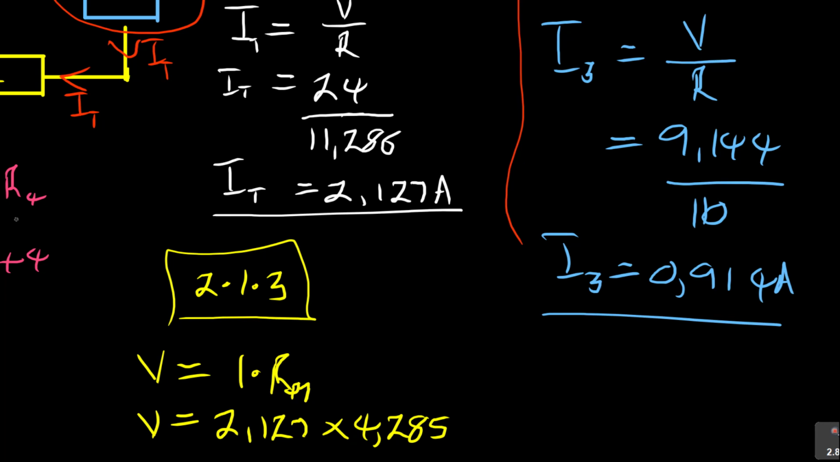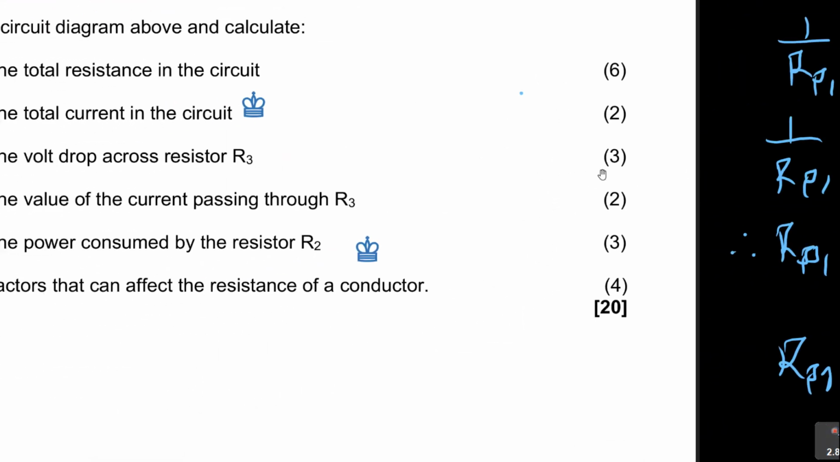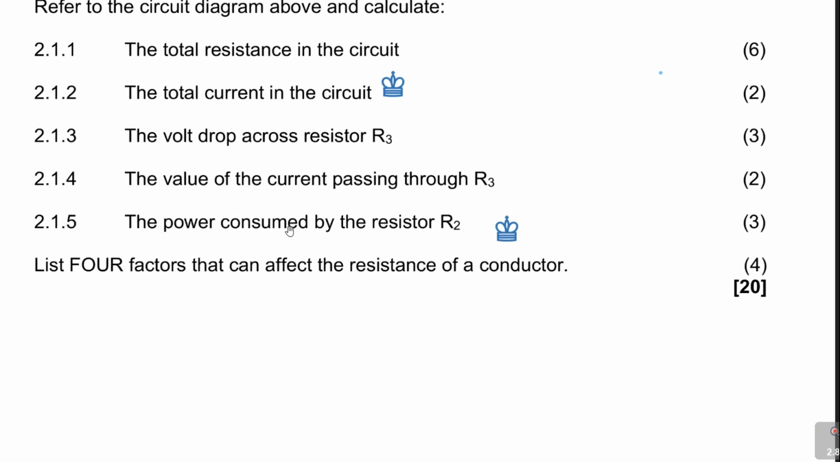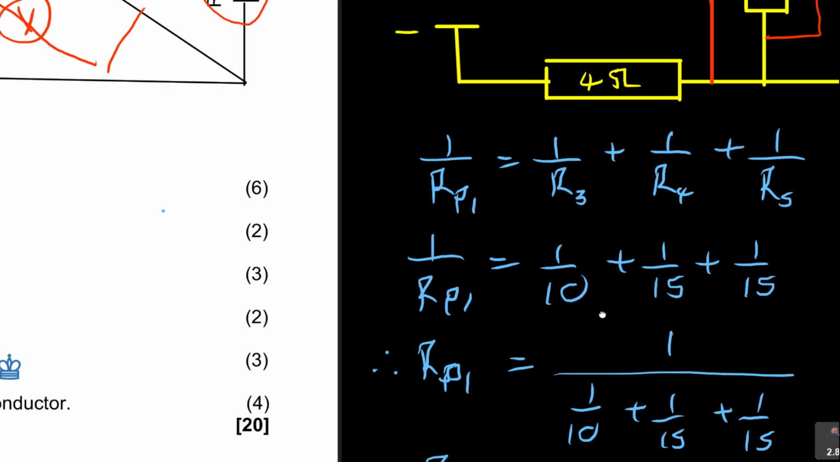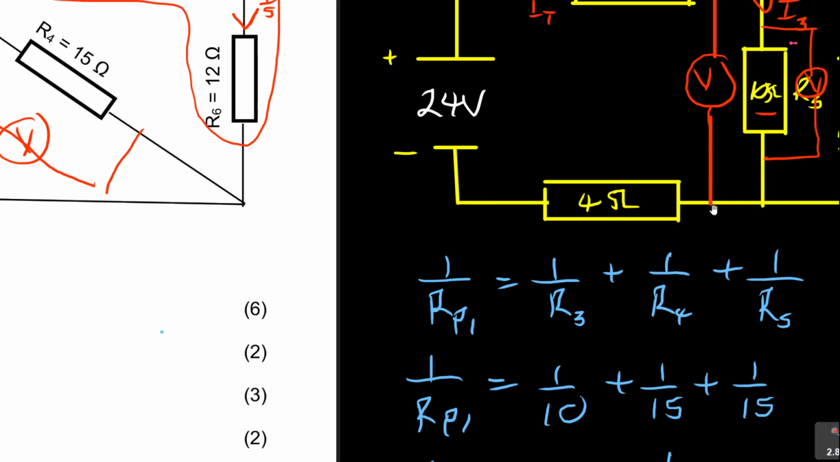So guys, I think you're seeing what we're dealing with here. And then, what is the other one? The power consumed by the resistor R2. I like that one because we haven't done power. Power consumed by the resistor R2. Let's look at this one. Where is R2? R2 is 4 ohms. So if you look at it, there is the 4 ohms here. But the good part about the 4 ohms is what?